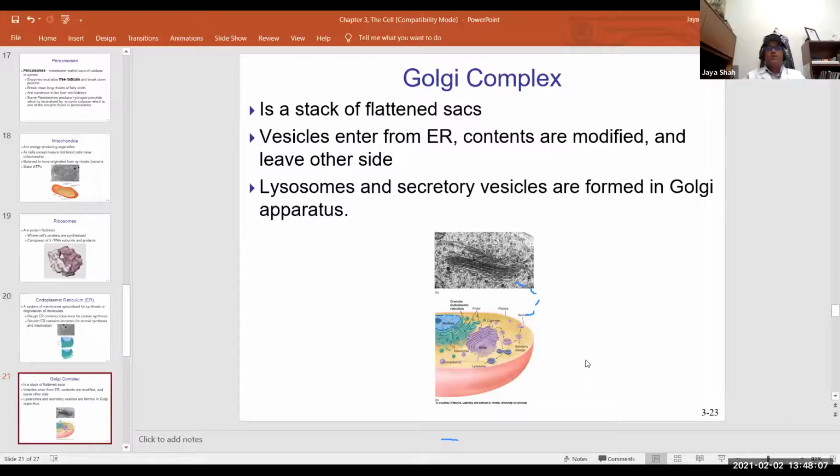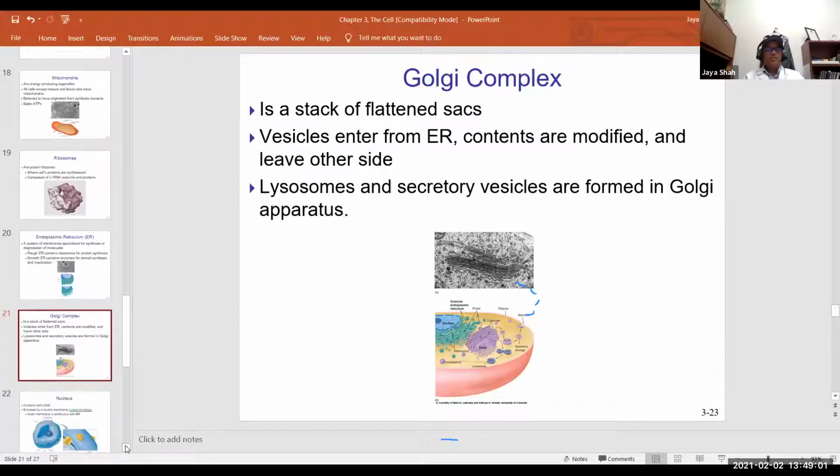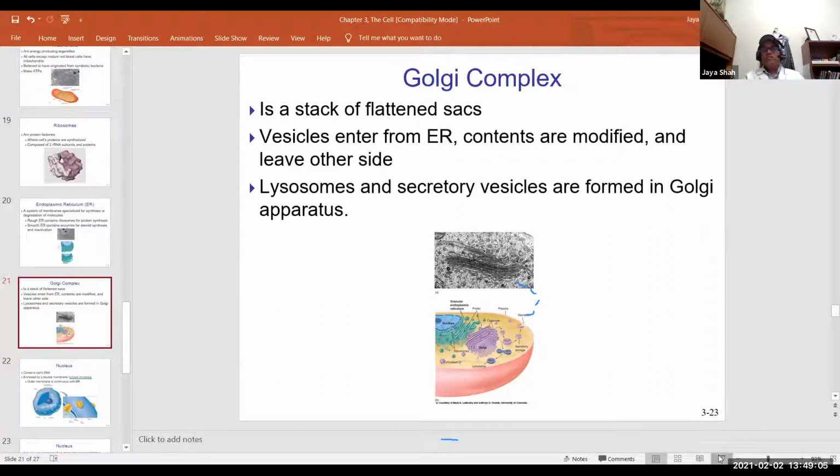Another organelle is Golgi complex. Golgi complex is found in the outer region of the cells here. Golgi complex is a stack of flattened sacs, and you can see, these are the stacks. So when ER and ribosomes synthesize protein, the vesicle containing protein enters from ER to the Golgi complex. And then here it is processed and forms vesicles, and those vesicles are then transported to their destination.